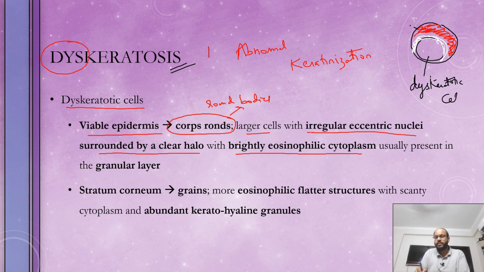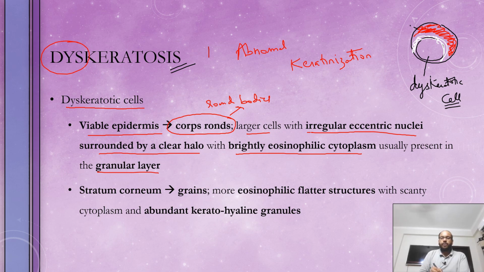This is how a dyskeratotic cell will look. They're usually present in the granular layer. Remember, when the cell reaches the granular layer, it is rich in basophilic granules and the organelles begin to disintegrate. You won't see them if the process is normal. If the process is not normal, you will see accumulation of altered keratin filaments, and the cell is not able to properly keratinize, and that is what leads to dyskeratotic cells.